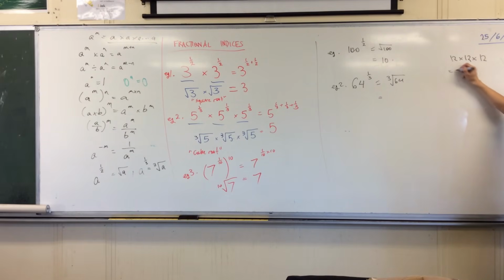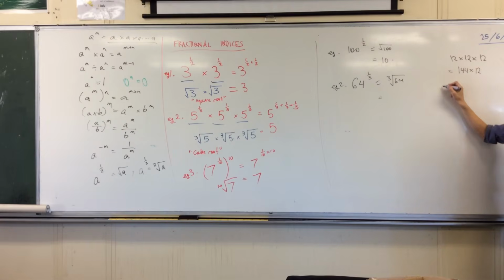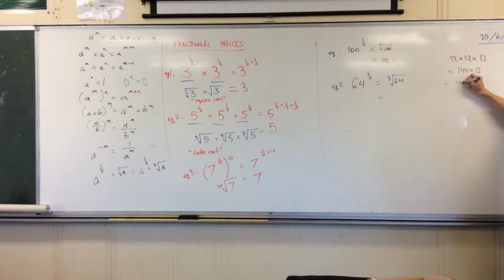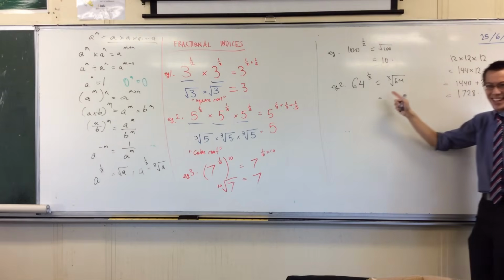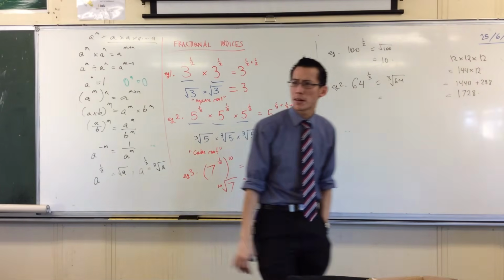No. That's going to be 144 times 12, which I think is going to be... Oh man, I shouldn't have done this. This is 1,140 plus 288. It's 1728. That's not 64. It's way too big. It must be something much smaller.